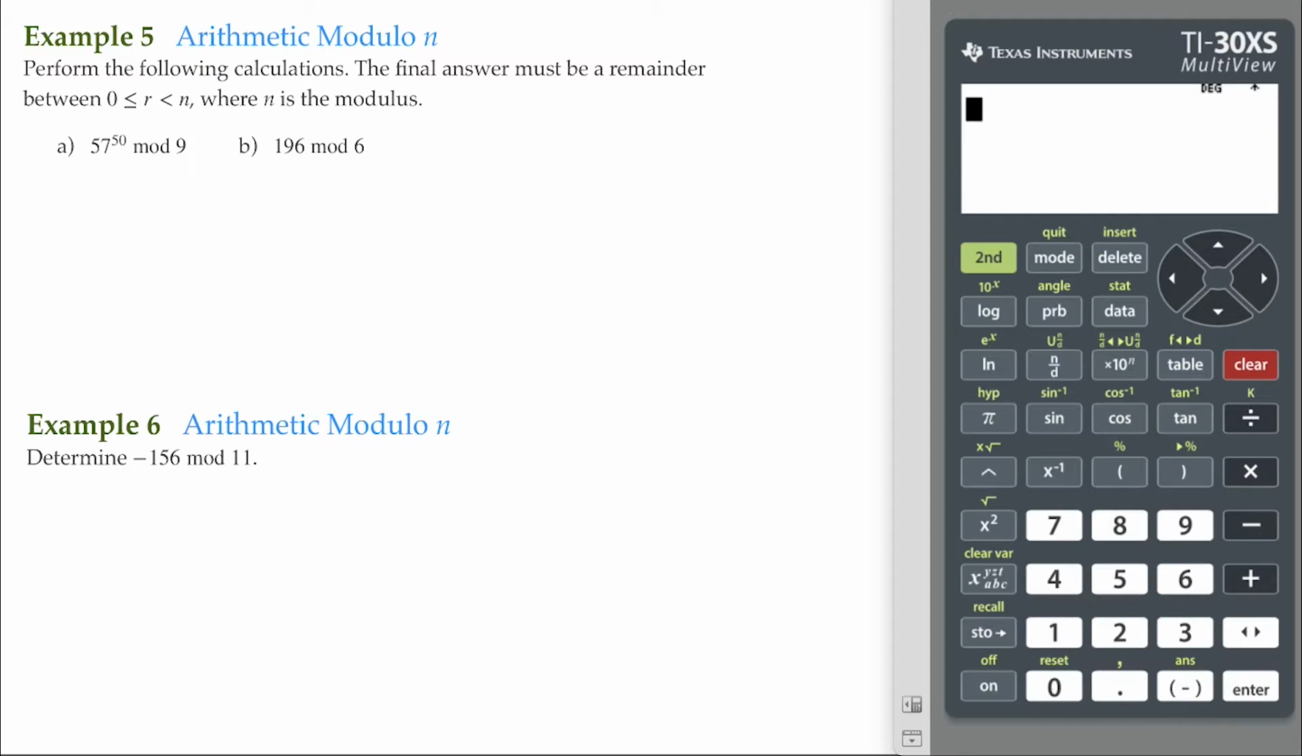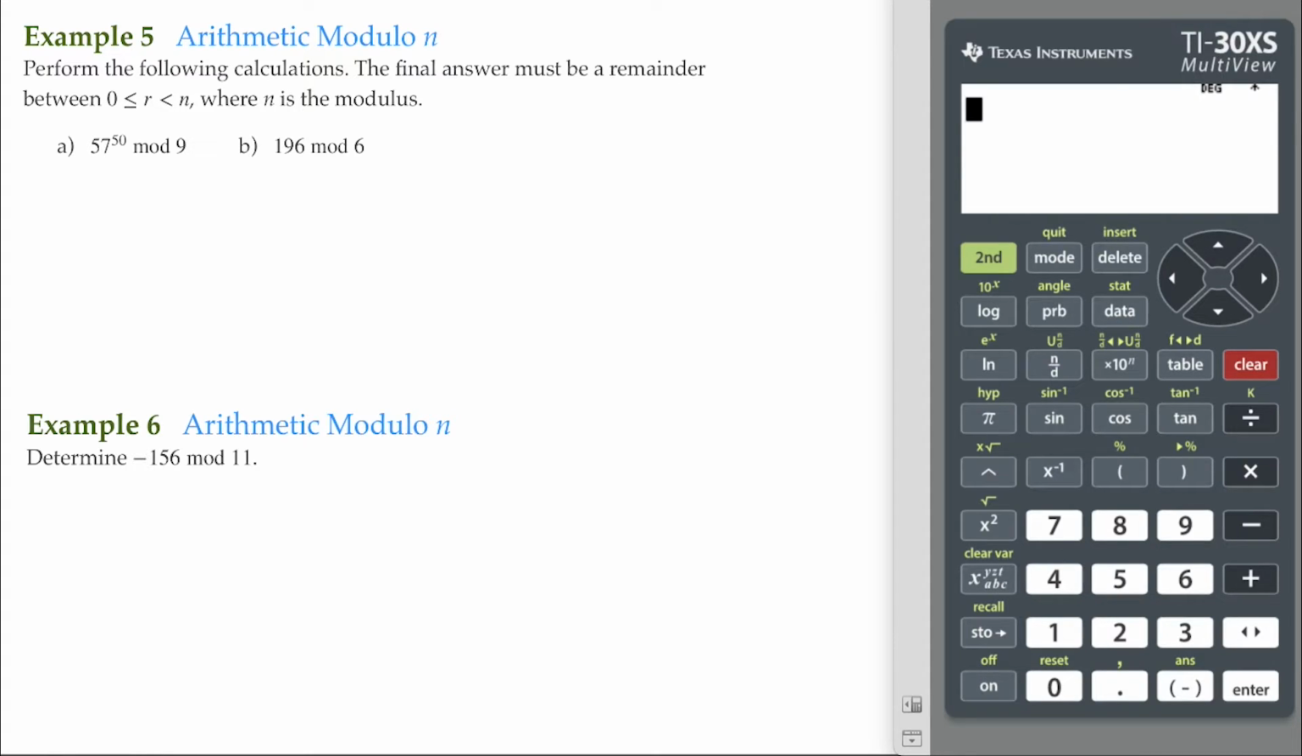Now, one of the beauties of breaking a dividend into parts is it can help us determine a remainder much more efficiently. And that's especially true for extremely large numbers. And often we don't even need the use of a calculator. So for example, for 57 to the 50th power mod 9, 57 to the 50th power means that we're taking 57 and multiplying it to itself 50 times.